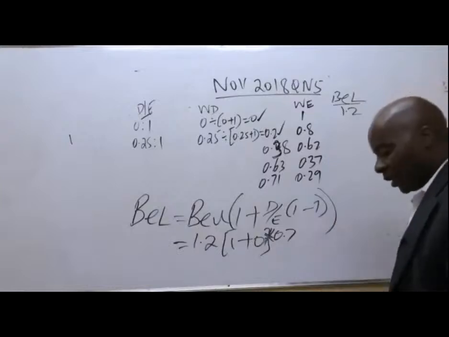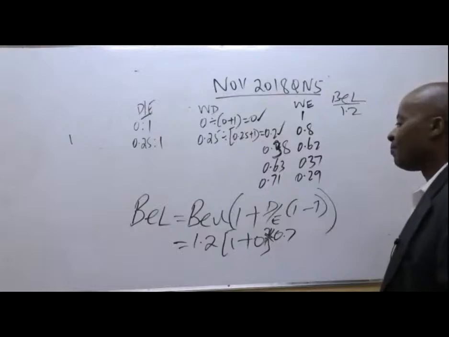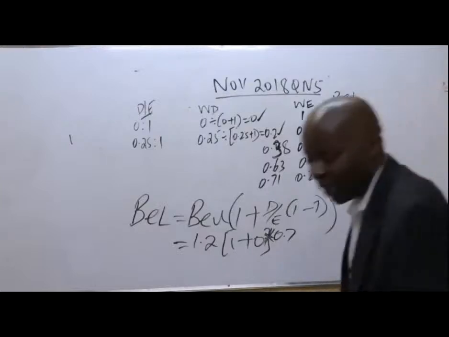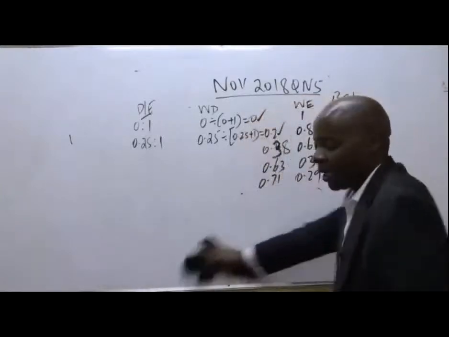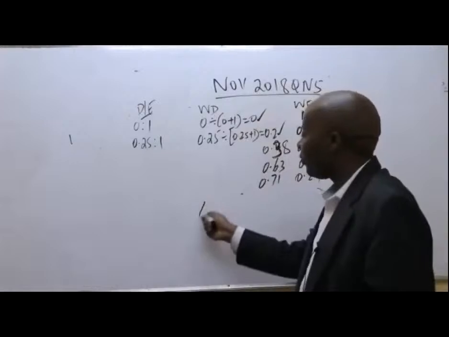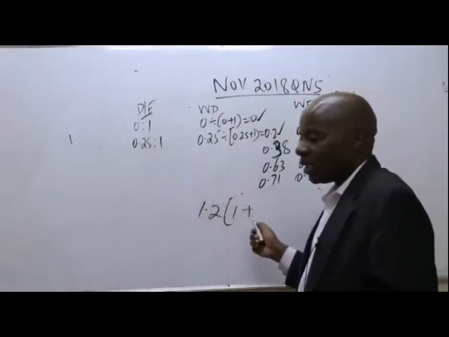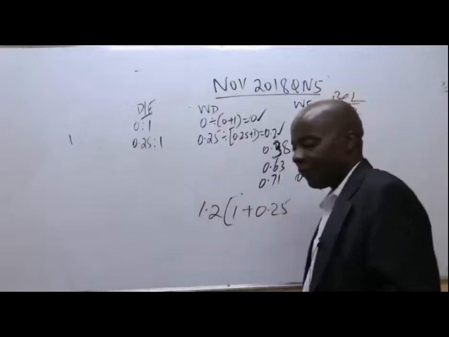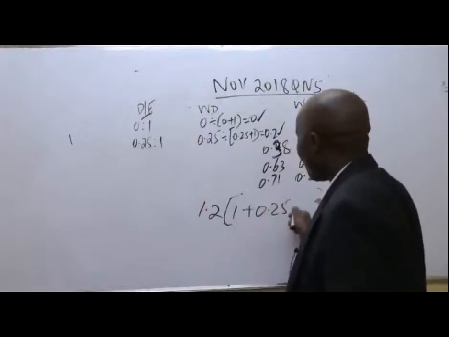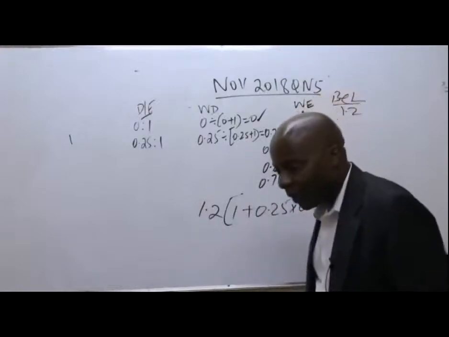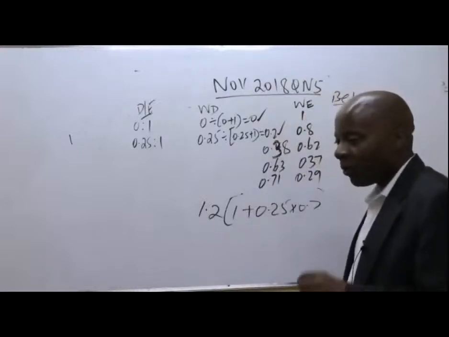How about the second figure for beta equity levered? Using the same concept, for the second one, the 1.2 is a constant feature all over, into 1 plus the second debt to equity ratio, which is 0.25, multiplied by the tax adjusting figure, which is 0.7, of which somebody is able to give me 1.41. The second one, is it 1.41 or 1.14?